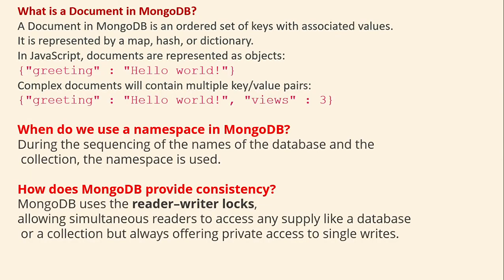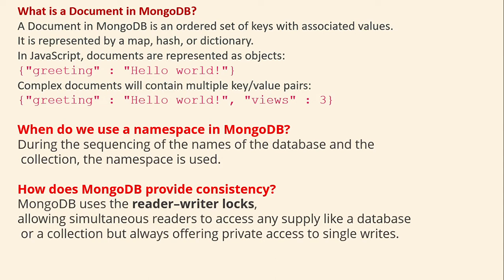Now moving ahead, what is a document in MongoDB? A document in MongoDB is an ordered set of keys with associated values. It is represented by a map, hash, or dictionary. In JavaScript, documents are represented as objects, like you can see below, where we have the key-value pairs. And in case of complex documents, we can have multiple key-value pairs, which is in the second row.